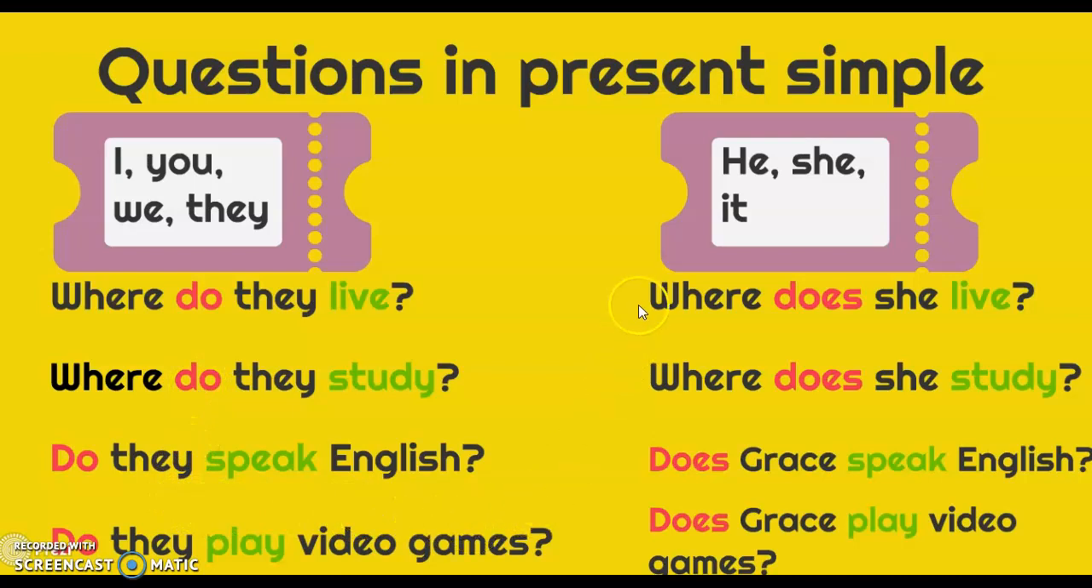And now we are going to check what happens when we use he, she, or it. Remember that we can use it for animals or objects, yeah? Here we can use it for singular elements, okay? So here you can see the auxiliary that we use is the auxiliary does, and the verb is in infinitive, as in the previous one, okay? So where does she live? Where does she study? Does Grace speak English? Does Grace play video games?